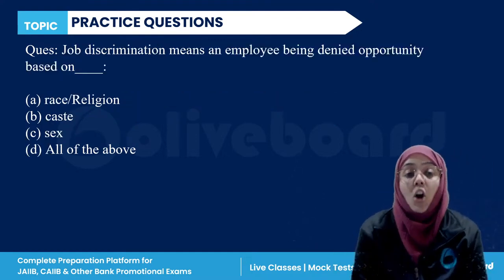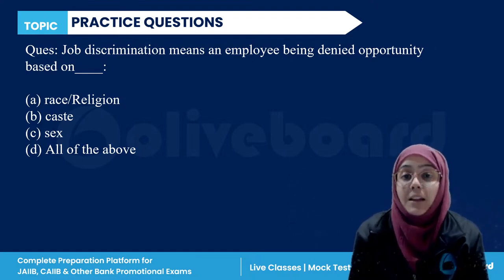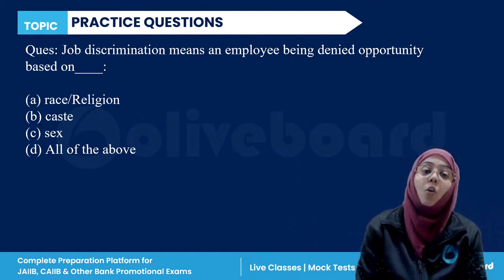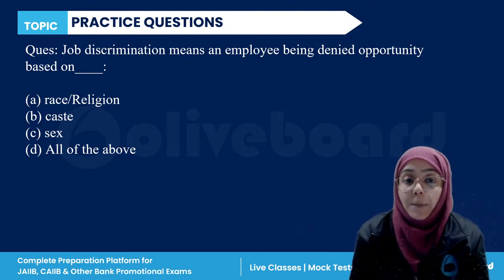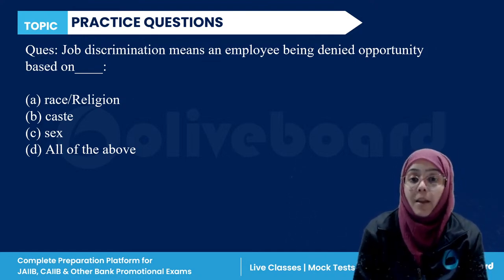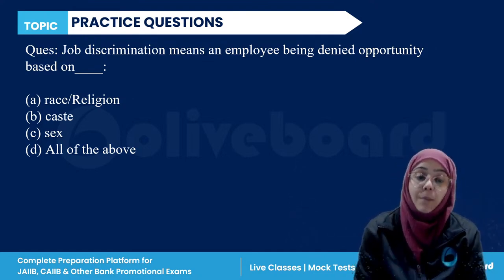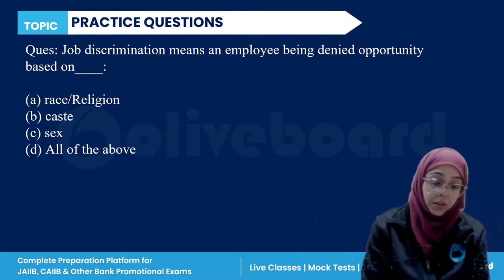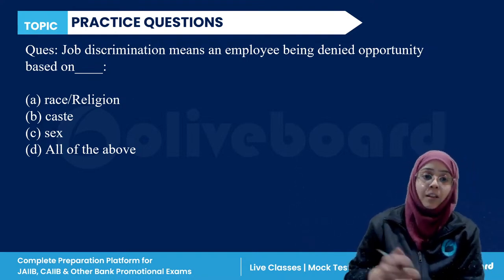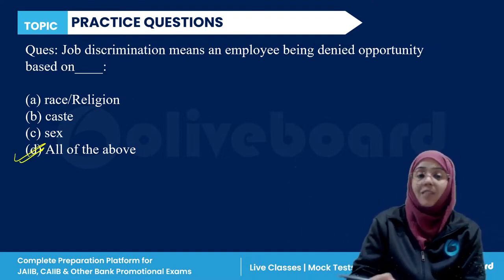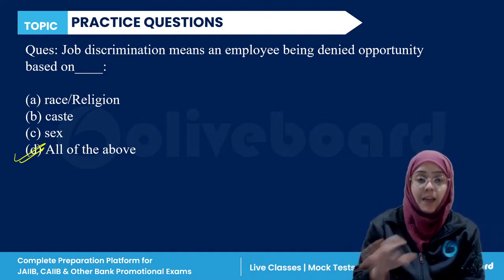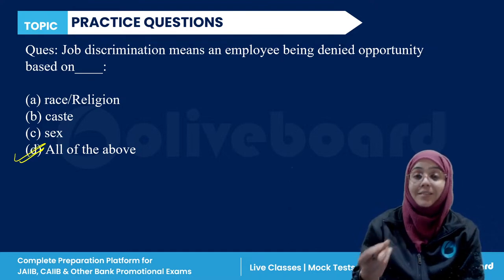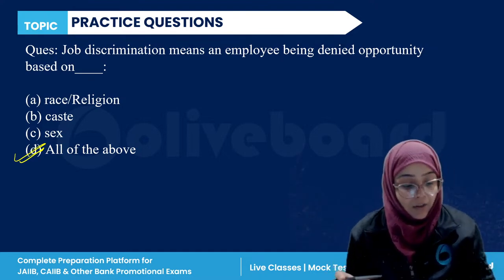Next, job discrimination means an employee being denied opportunity based on what? Race, religion, caste, sex, or all of the above. So, all of the above is the correct answer. Basic question, job discrimination can be on religion, caste, sex, or all of the above, right, everyone?